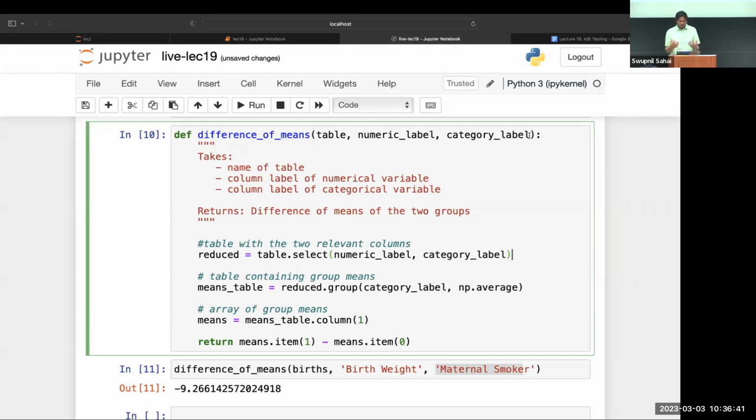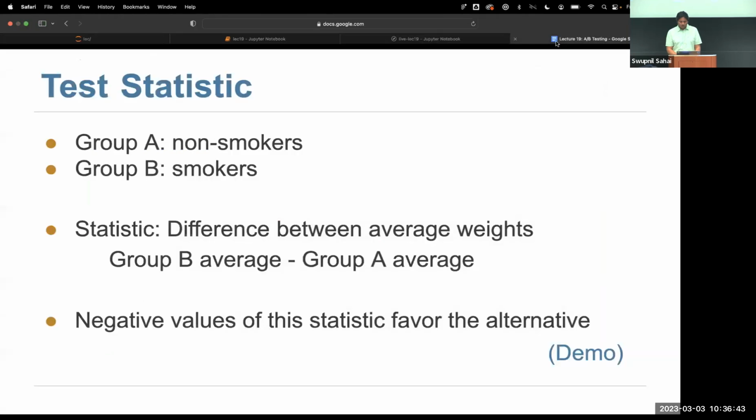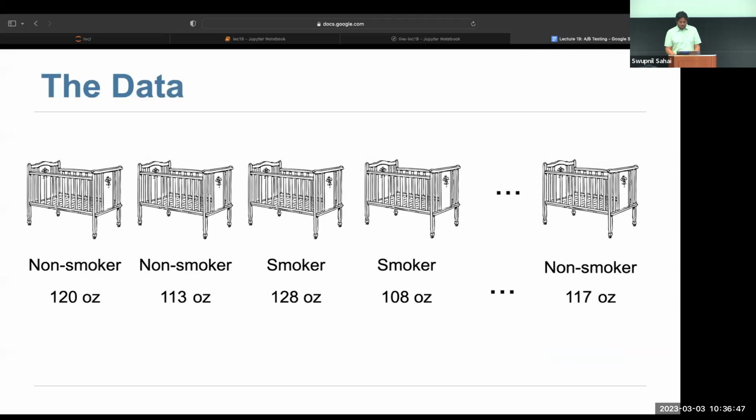We already have all of our data in front of us, so we have to come up with a way to simulate this. One way to think about this is to consider the way that our data is actually structured. If you just dumb it down, all we're seeing here is non-smokers and smokers, and then the weights of the babies. That's pretty much what we have. These are their labels, the categories they're in, and then these are the weights they happen to have.